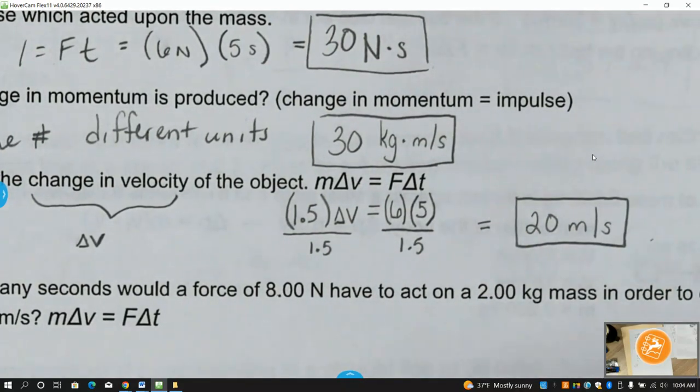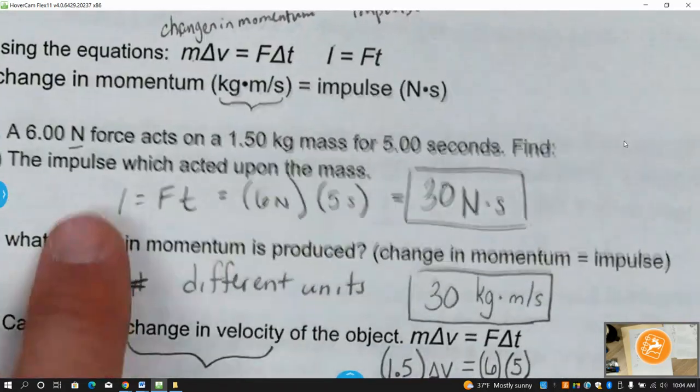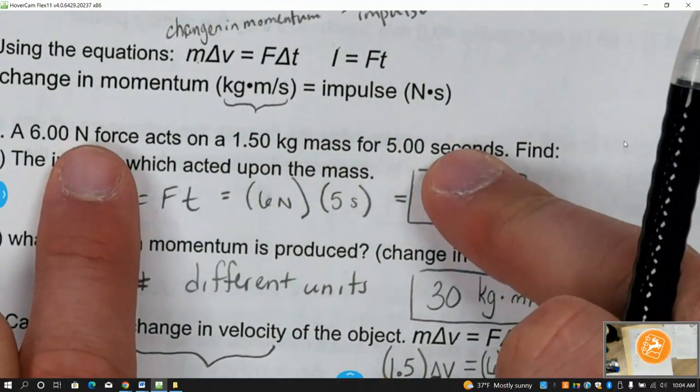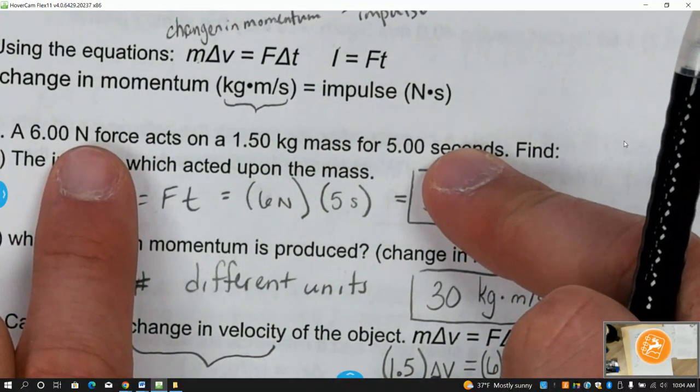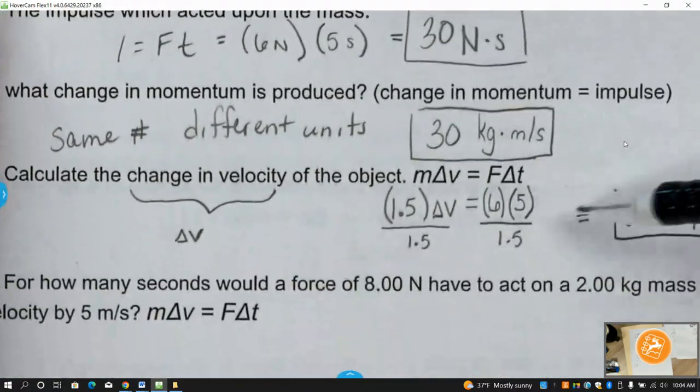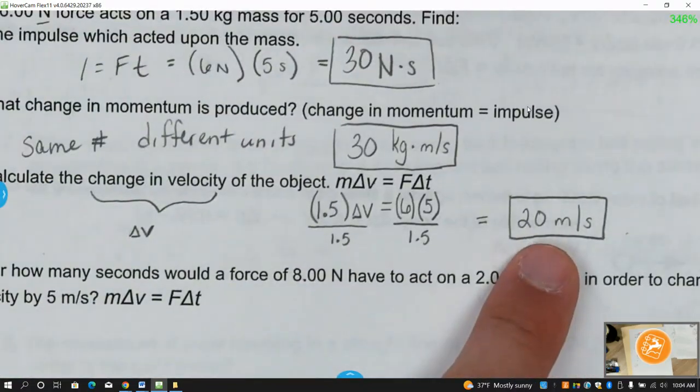Now there may be a question like, okay, if you were moving, let's say, at 5 meters per second, and then a 6 Newton force acted on your mass for this amount of time, what is your new velocity? Well, if I was moving at 5 and I changed my velocity by 20, what would my new velocity need to be?